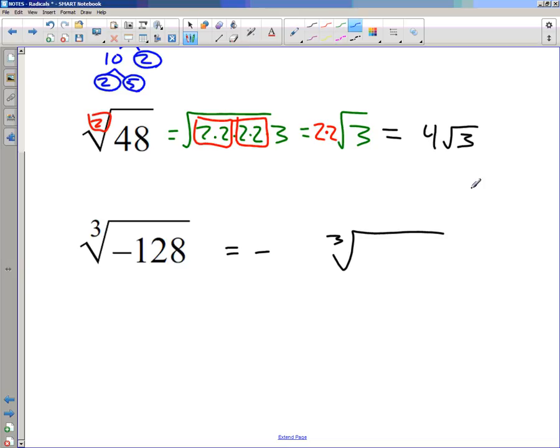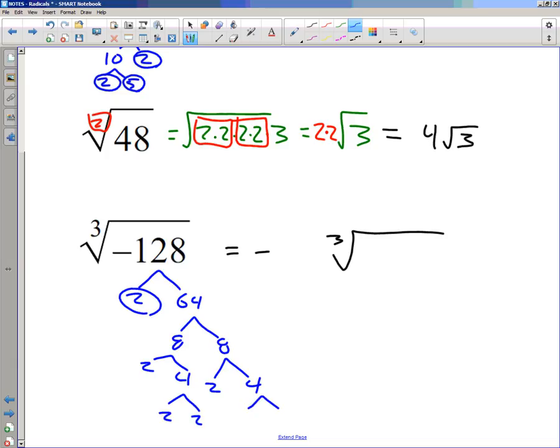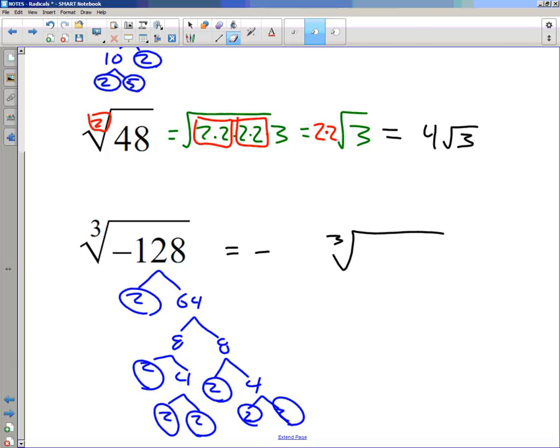Go ahead and split up this 128 and see what we can get out of that. That's 2 times 64. 64 is 8 times 8. And 8 is not prime, so I should not circle it. 8 is 2 times 4, and then 4s can be split into 2s. All right, so our primes are a whole bunch of 2s. 1, 2, 3, 4, 5, 6, 7 2s. So inside here, what we've actually got going on are 7 2s.